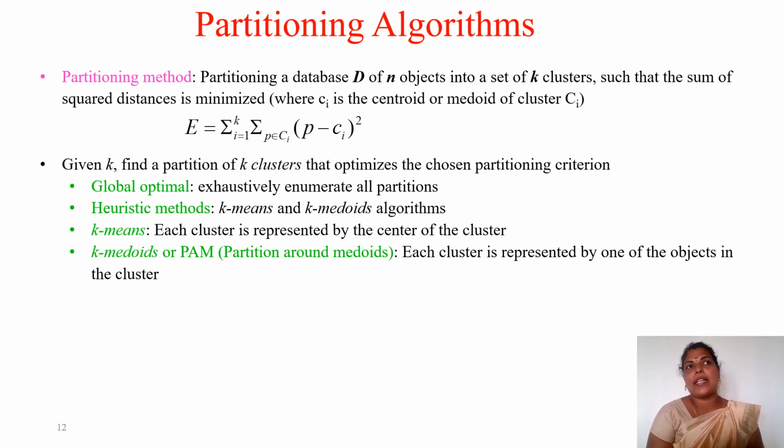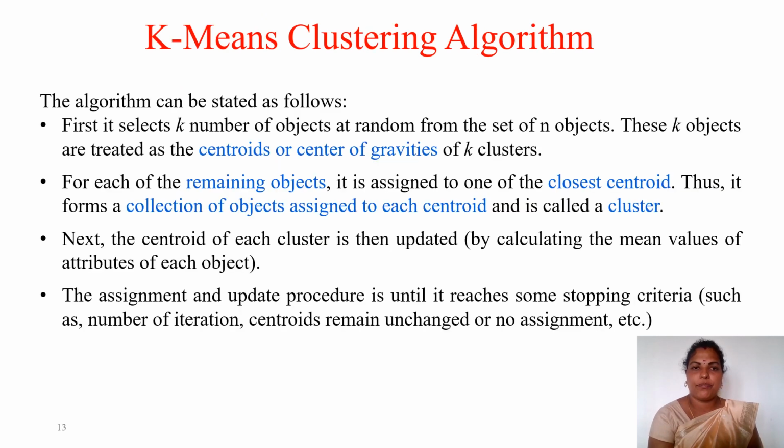Nowadays this k-means clustering algorithm is somewhat modified into the fuzzy k-means algorithm also. In order to handle some uncertainty in the data, the fuzzy concept is included in k-means clustering, but today we are going to discuss only the basic k-means clustering algorithm. The first step of the k-means clustering algorithm is to select k objects at random from the set of n objects. These k objects are treated as the centroids, or centers of gravity, of the k clusters. So first we need to decide how many clusters we are going to have.